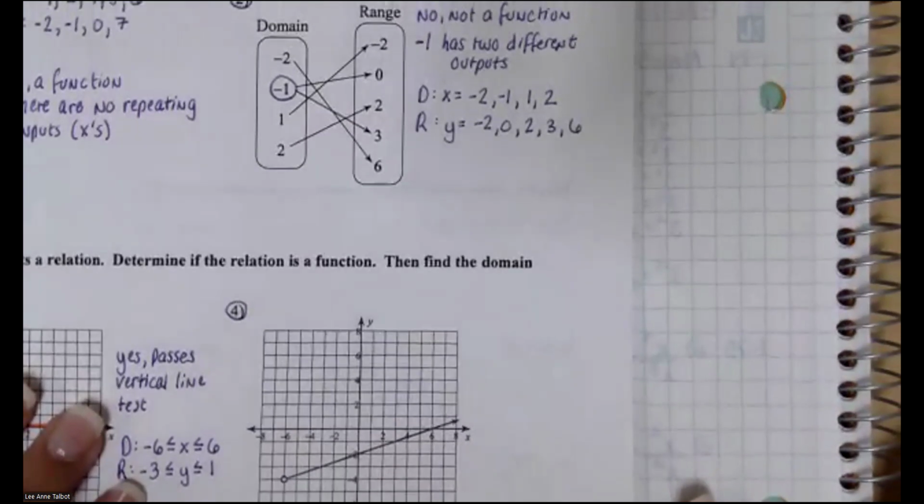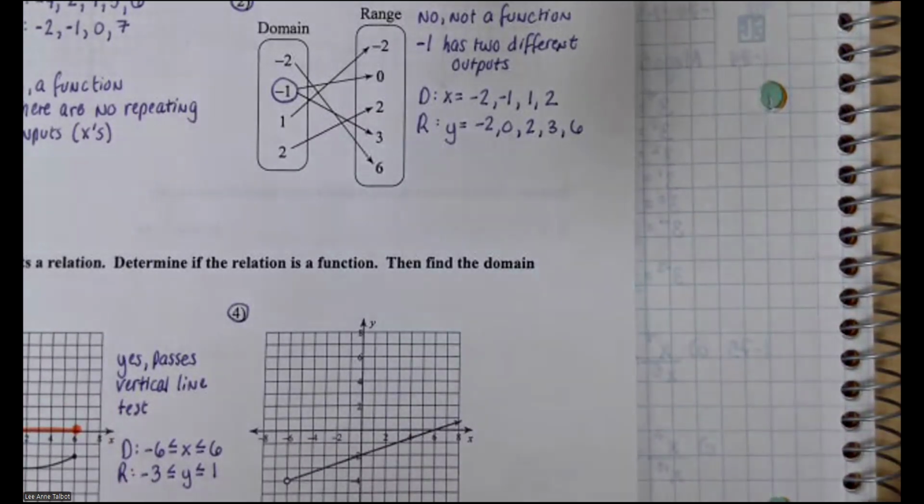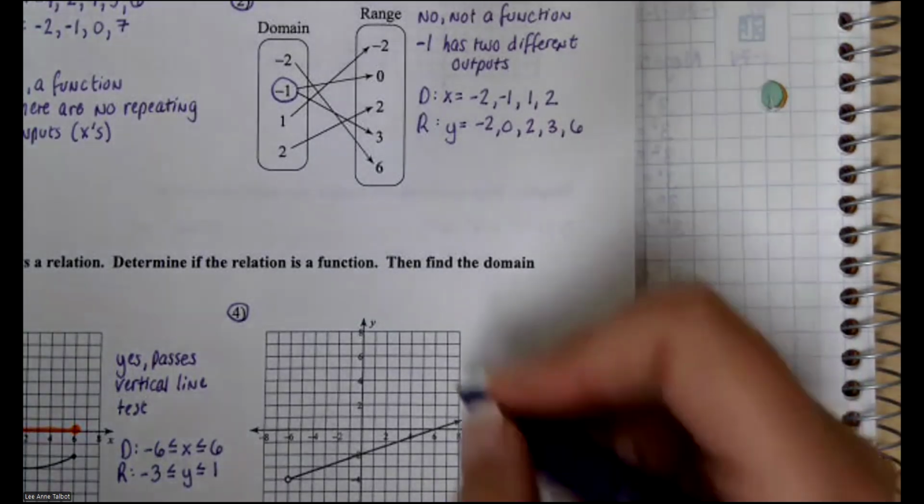All right, then scroll down to number 4 when you're ready. Is number 4 a function? Does it pass the vertical line test? Yes.